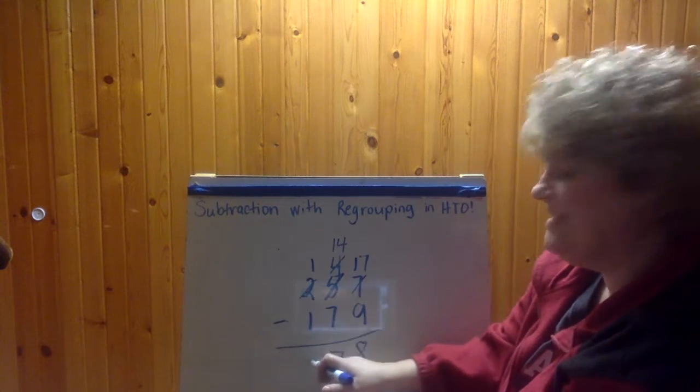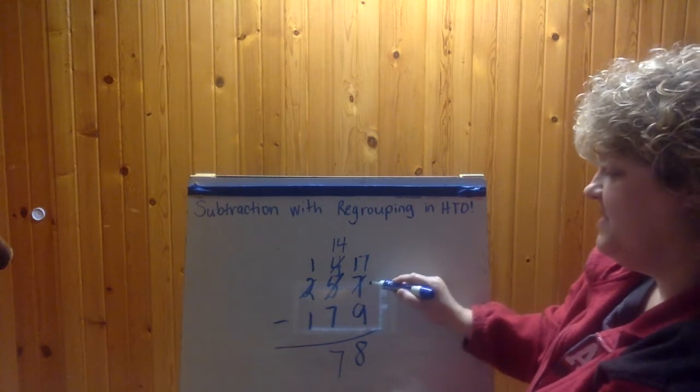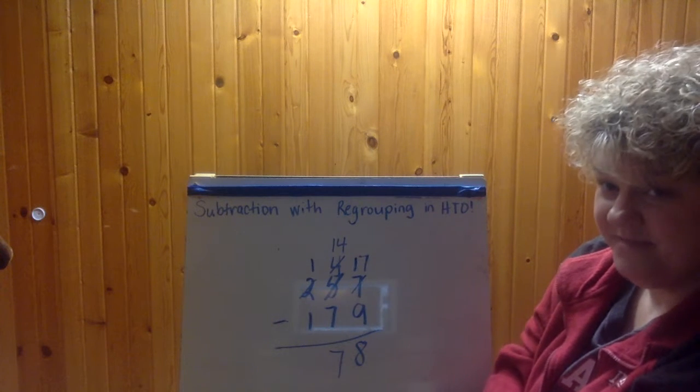And 1 minus 1 is nothing this time. So we don't have any in the hundreds left. So 257 minus 179 equals 78.